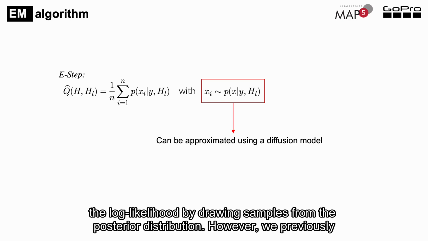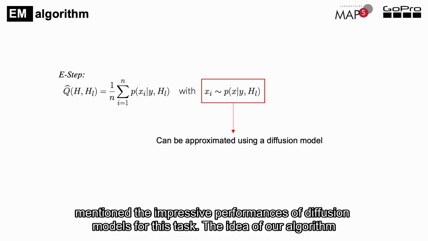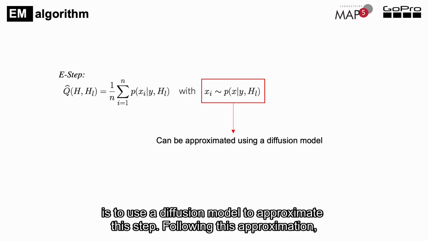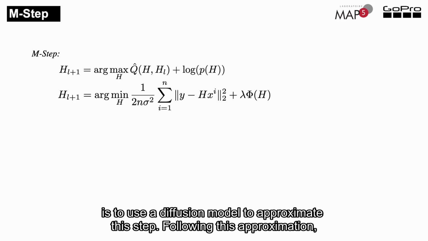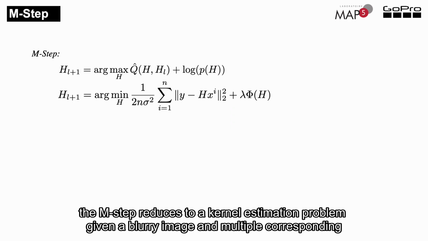However, we previously mentioned the impressive performances of diffusion models for this task. The idea for our algorithm is to use a diffusion model to approximate this E step. Following this approximation, the M step reduces to a kernel estimation problem given a blurry image and multiple corresponding clean images.